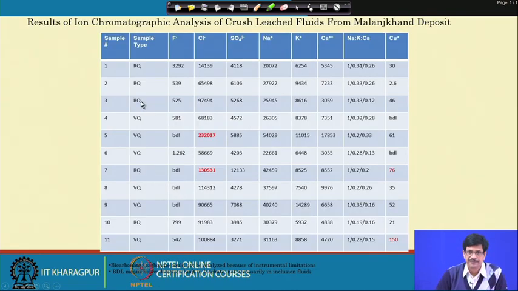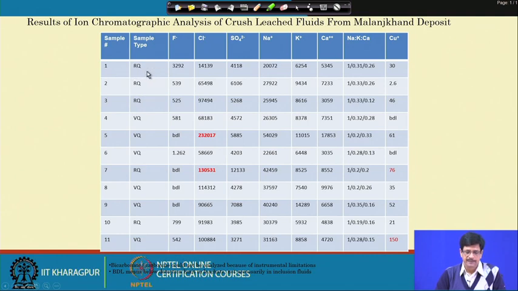So, this is an example of the analysis that we got from the crush-leach fluid from an Alaskan deposit. We could see that, as expected, amongst the cations sodium is the most dominant one, and amongst the anions chloride is the most dominant one. The sodium is the highest, with the presence of potassium and calcium, which we could correlate with the observations from fluid inclusion freezing studies, and also the concentration of copper. So, these help us in making important interpretations in terms of the fluid chemistry and its variation in space.